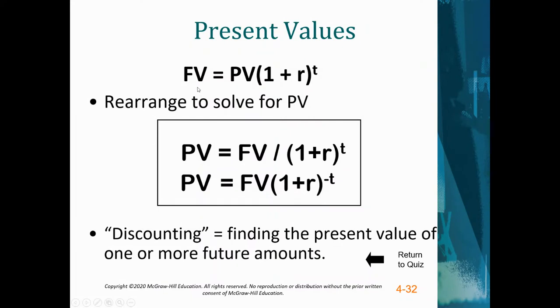So here's our future value calculation. Future value is equal to present value times (1 plus r) to the t. That means present value has to equal future value divided by (1 plus r) to the t. Now, 1 over (1 plus r) to the t, just using algebra, you can write as (1 plus r) to the negative t. Discounting is basically finding the present value of one or more future amounts.